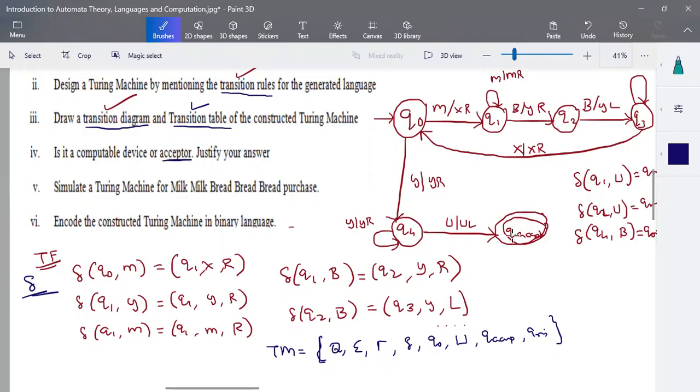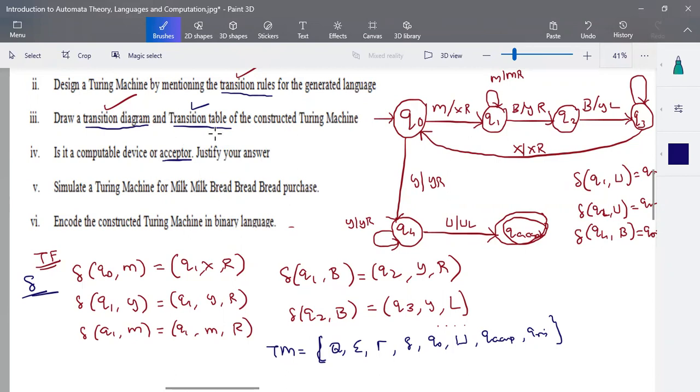We have an acceptance state. When the input belongs to the language, we are going to accept it. And when the input doesn't belong to the language, we are going to reject it. So we have been defining this acceptance and rejection state. And when the input is given to the Turing machine, it will either accept or reject it.